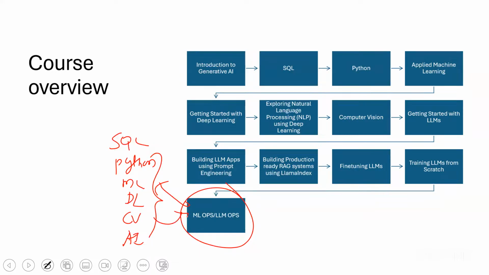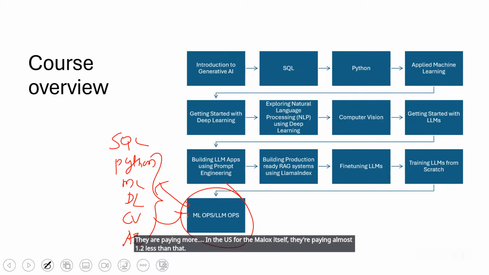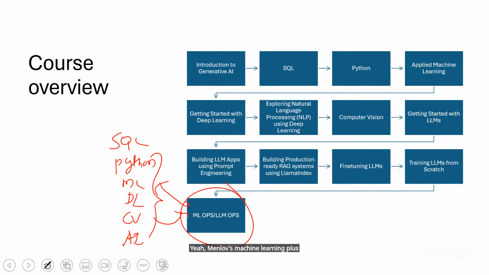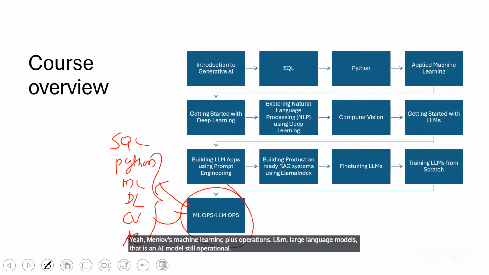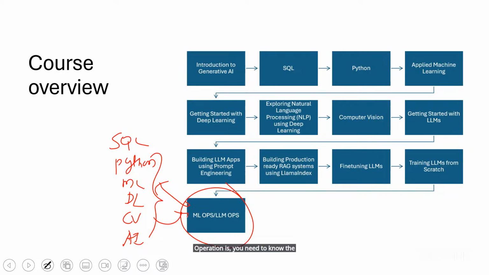If people have 2-3 years of experience and know MLOps, they are paying tons, maybe lakhs of salary. In the US, for MLOps itself, they're paying almost 1.2 lakh dollars of salary. MLOps is machine learning plus operations. LLMOps, large language models, is AI models plus operations. Operations means you need to know the deployments, how to deploy the model.